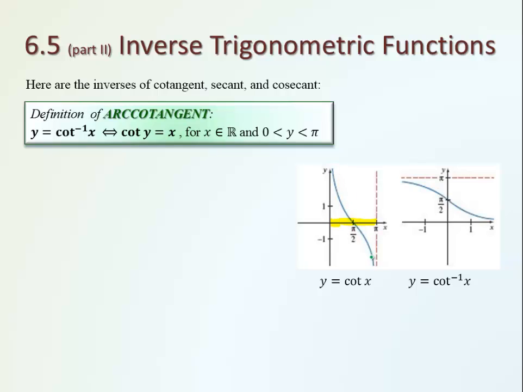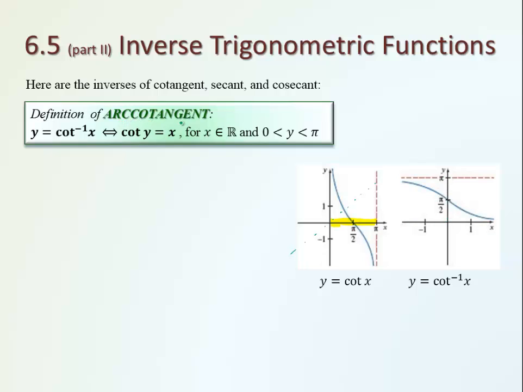And in order to obtain the graph of arc cotangent, we need to reflect this part of the graph in the diagonal. This reflection will result in this shape. It's a decreasing function, and as you see, the domain of the inverse cotangent function is all real numbers, and the range is from 0 to pi.